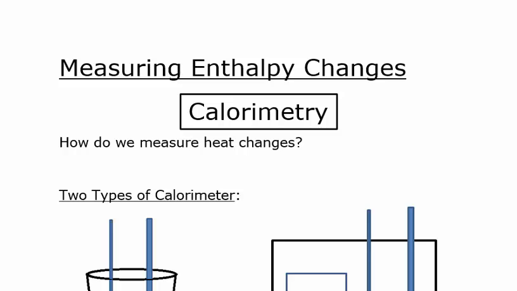This video is going to talk about the experimental measurement of heat changes and enthalpy changes, and that field is known as calorimetry, named after the calorie, which is one unit of heat, although we will use the joule in most cases. Alright, so how do we measure heat changes? Well, basically, the basic idea is that we need to confine our system.